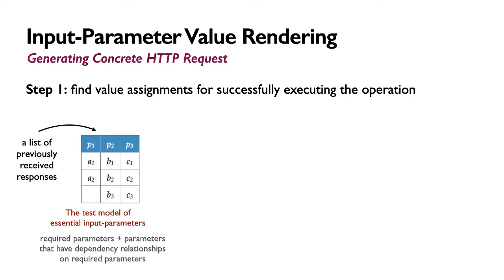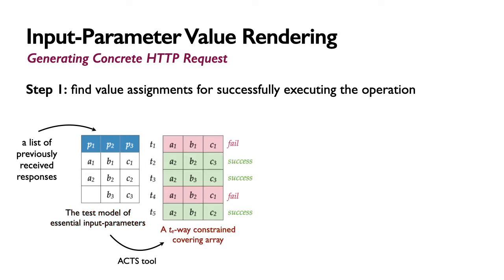At the first step, REST-AT creates a test model that contains essential input parameters only. These parameters include required parameters and parameters that have dependency relationships on these required parameters. Then, REST-AT uses a popular covering array generation tool, ACTS, to generate a covering array for the test model of essential parameters. Each row of the array exactly indicates an input parameter value assignment, and REST-AT will use this assignment to construct HTTP requests to perform testing.